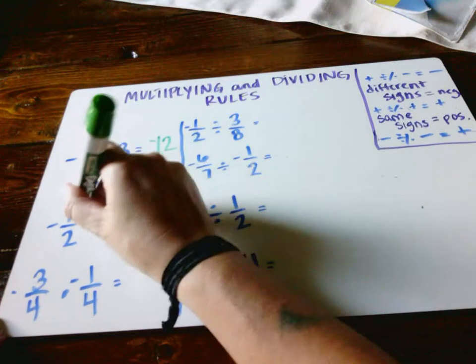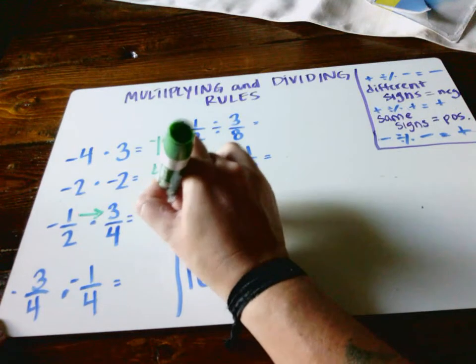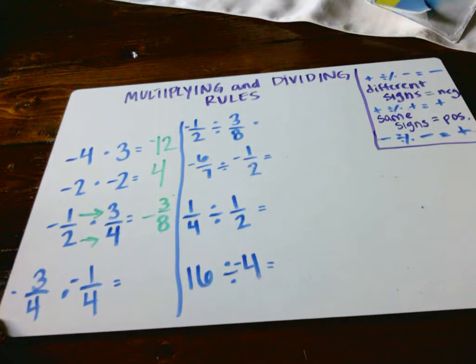And with fractions, I just multiply across. 1 times 3 is 3. 2 times 4 is 8. So my answer would be negative 3/8.